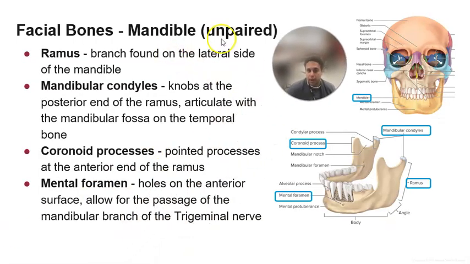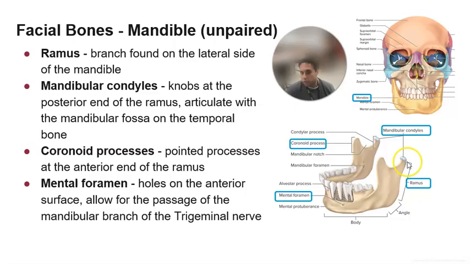Okay, next you have the mandible. Your mandible is your jaw. So we have the ramus. A ramus is an arm. So this branch over here, this is called the ramus, is the branch found on the lateral side of the mandible. And next you have the mandibular condyles.